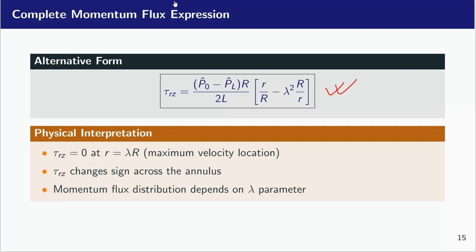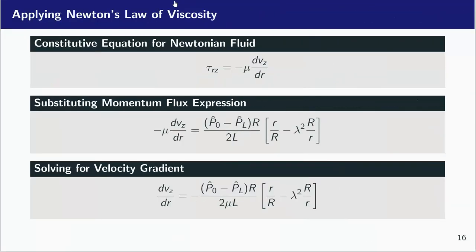momentum flux expression. So now tau rz is equal to 0 at r is equal to lambda R. Okay, so that will be the maximum velocity location, and tau rz changes sign across that annulus. Momentum flux distribution depends on the lambda parameter. Now from here we put in Newton's law of viscosity, so tau rz is equal to minus mu dvz by dr, so we plug that here, and then we get dvz by dr is this whole term.